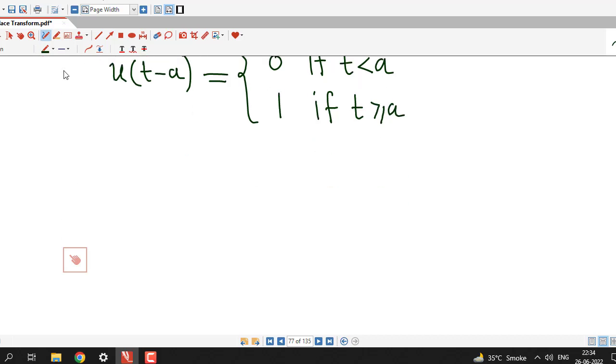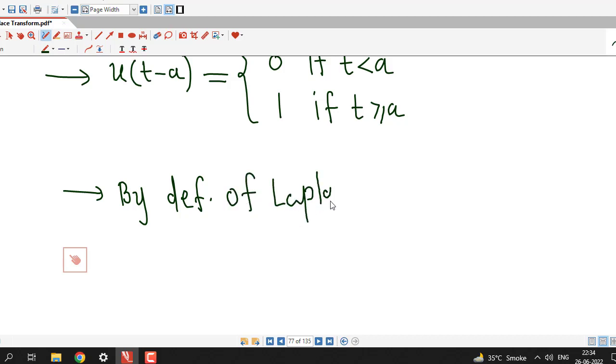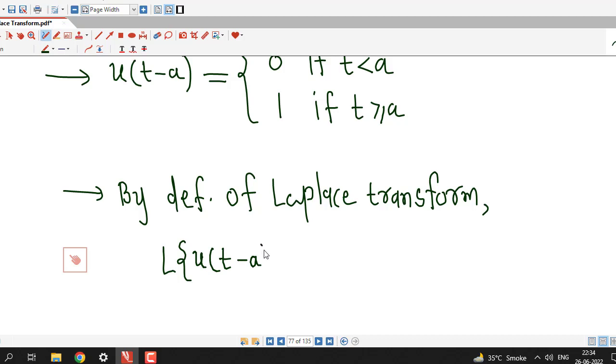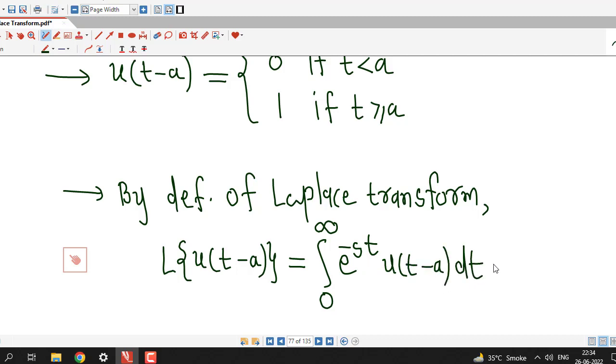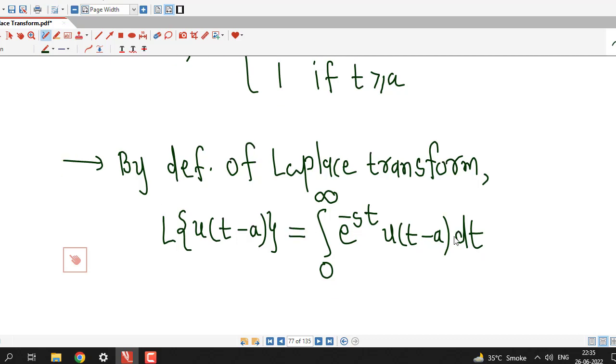Now, by the definition of Laplace transform, we can write the Laplace transform of the unit step function. By definition of Laplace transform, the Laplace transform of the unit step function u(t minus a) equals the improper integral from 0 to infinity of e raised to minus st multiplied with u(t minus a), integrated with respect to t. So this is the definition of Laplace transform.